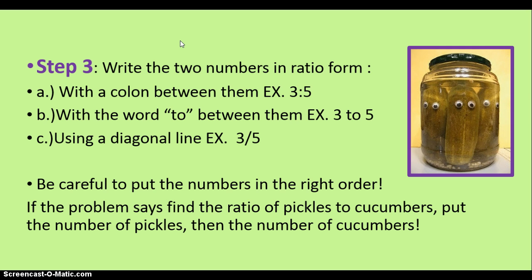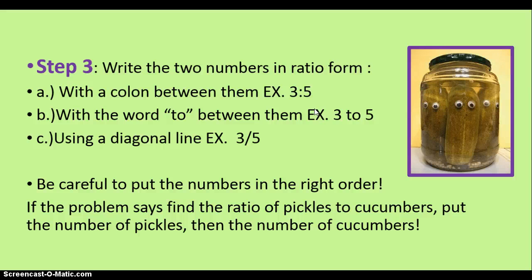So there are 3 ways to write a ratio, and for our lesson, we're really going to just use the colon, but in other classes in the future, you might see a ratio written a different way, and I want you guys to know every way that you can write a ratio so you never have to be confused. So you can write it with a colon, as I said, 3:5, or by using a diagonal line, 3/5.